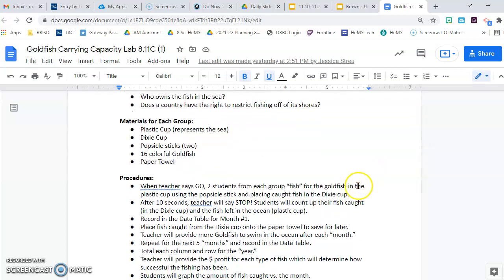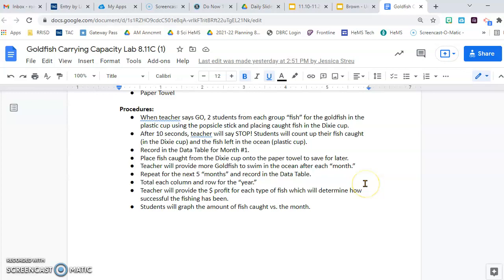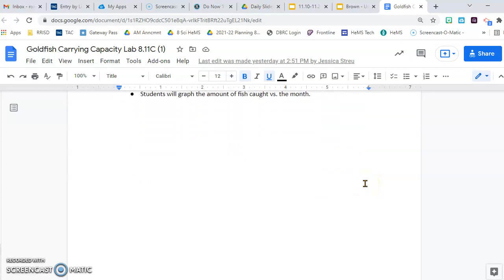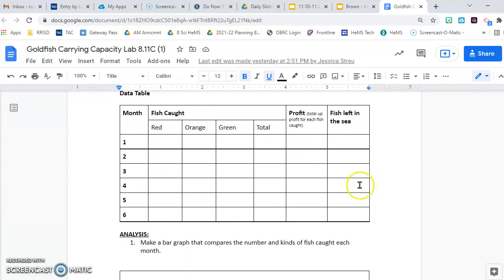We took some cups, some Dixie cups. We had some goldfish and we fished and we collected data. I'm going to show you. We started with some fish and then we collected some data. We figured out how many fish we caught. We took our beginning fish, subtracted that, and figured how many we had left. And then like any population, everybody, depending on their fish left, were given some numbers.